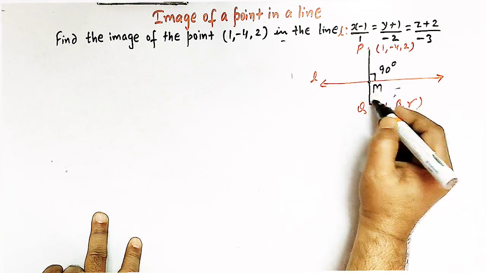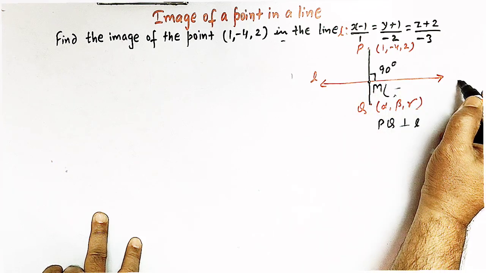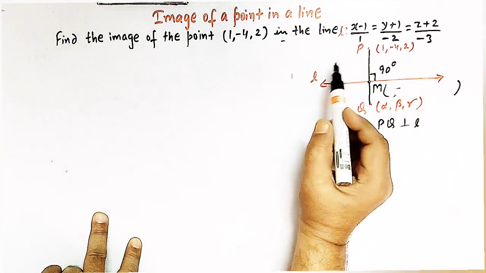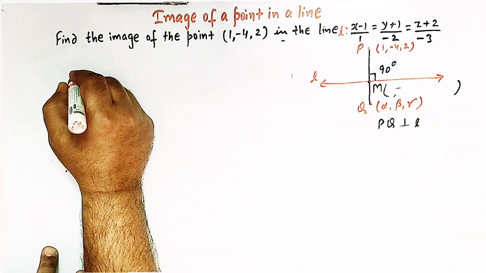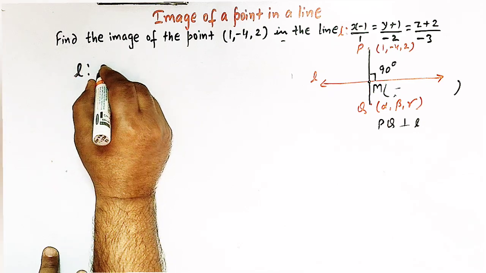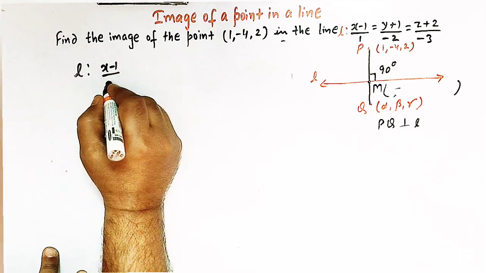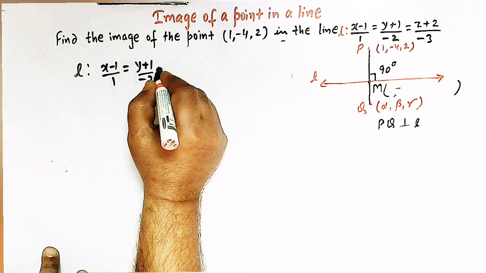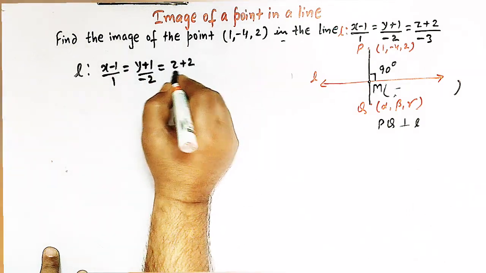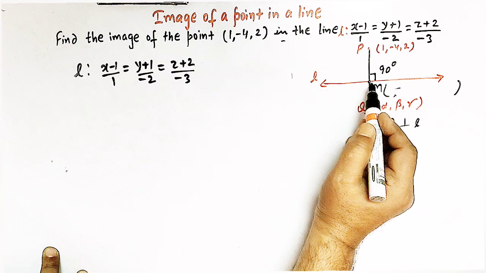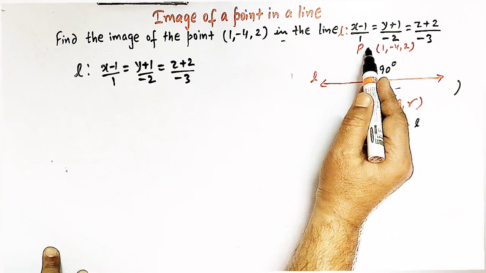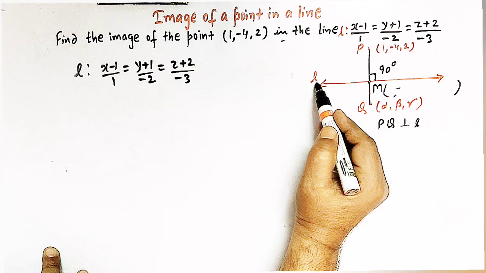So let us now write the coordinates of this point M using the equation of the line L. Here we are given the equation of the line as (x - 1)/1 and (y + 1)/(-2) and (z + 2)/(-3). Now this point M lies on both the lines, that is the line PQ and the line L.